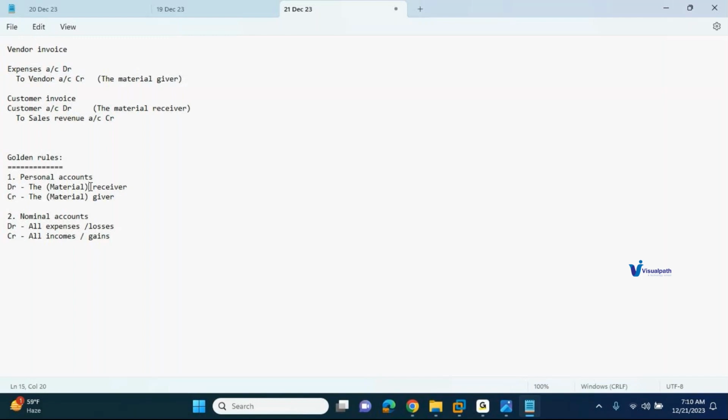This is something I have added. Whenever you are discussing with some other person, don't use the word material, because it is only for understanding purposes. I have added it. This is my own word.